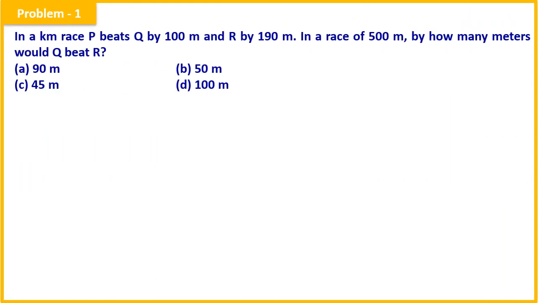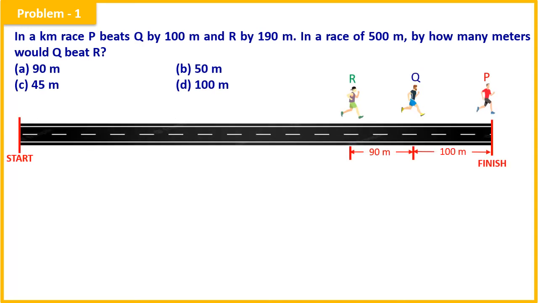Problem number 1. In a kilometer race, P beats Q by 100 meter and R by 190 meter. In a race of 500 meters, by how many meters would Q beat R? Okay. So this is the racetrack, let us say, and at the finishing line, P has reached. He beats Q by 100 meters.